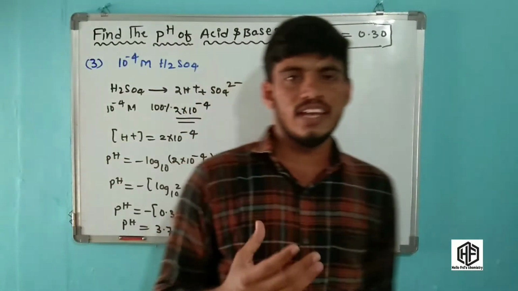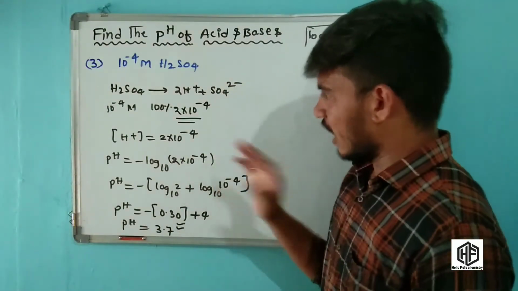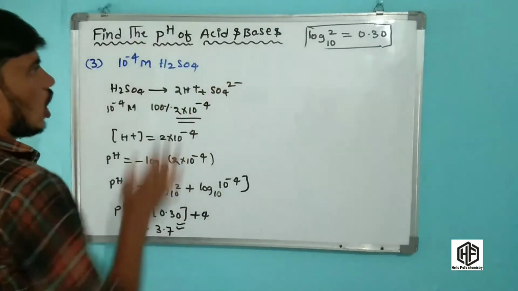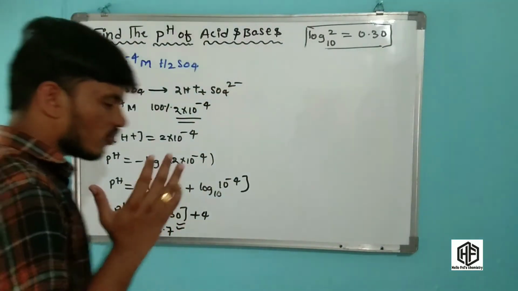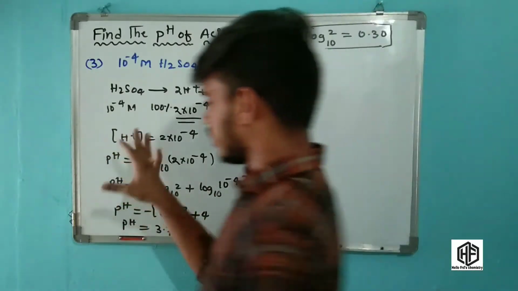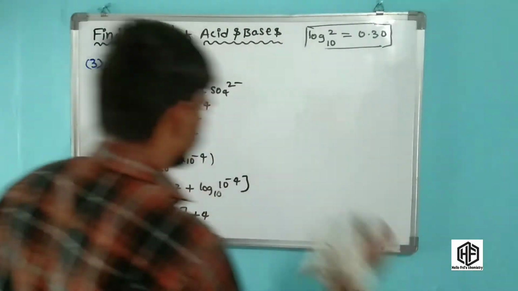The dibasic acid problem is like this. These are the strong acids. Now I am going to talk about weak acids: how to calculate the pH values of the weak acids. This is clear, friends?